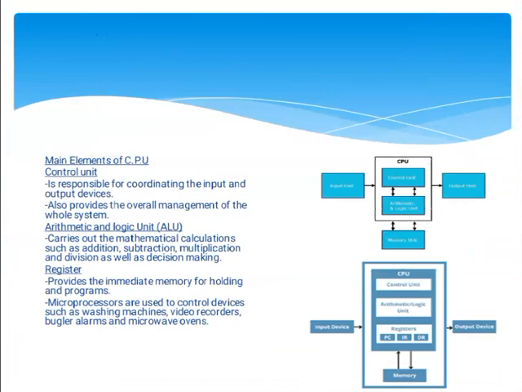The arithmetic and logic unit, which is sometimes shortened as ALU, carries out mathematical operations like addition, subtraction, multiplication, and division, as well as decision making. Then the register provides the immediate memory for holding data and programs. Microprocessors are used to control devices such as washing machines, video recorders, burglar alarms, and microwave ovens.